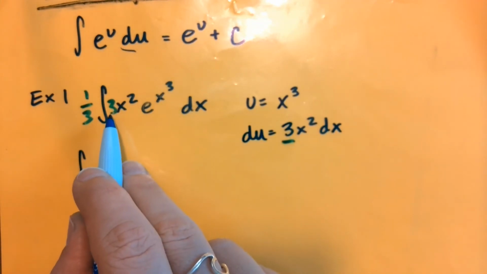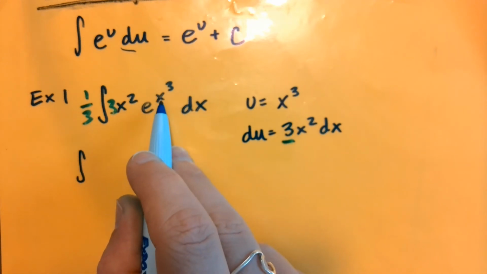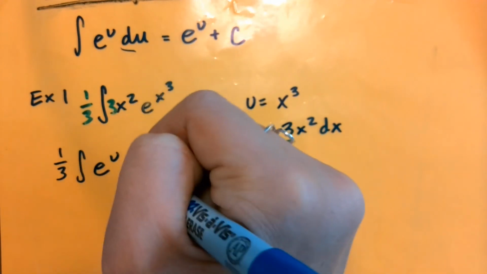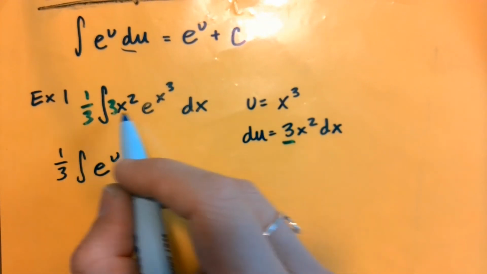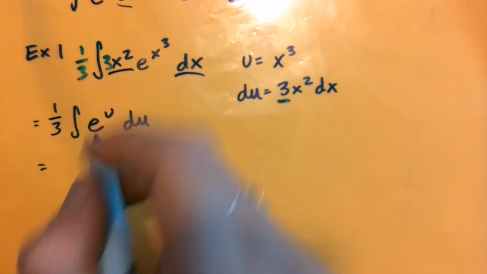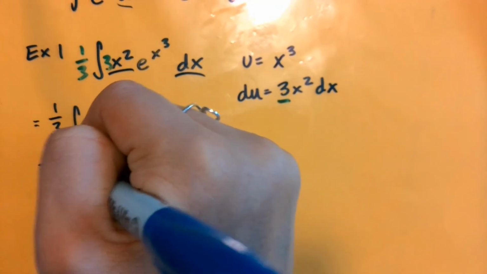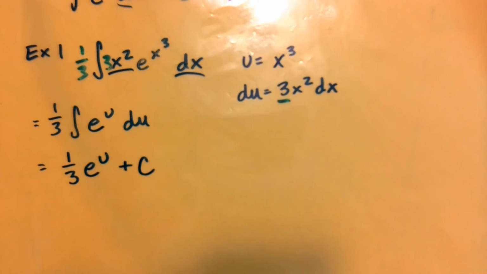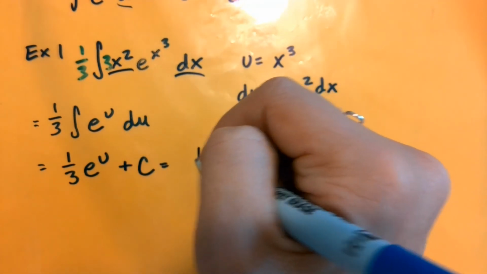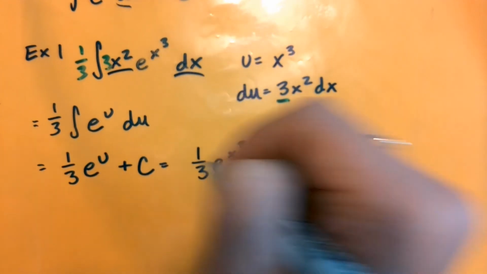Now we have the whole du here is this 3x squared dx, and then my u here is in the exponent, so I'm going to keep my 1/3 out front. I've got e to u. Everything else gets absorbed into the du. So now I'm just going to be saying that the integral of e to the u is e to the u, always plus c, and then just putting my u back where it goes. So I've got e to the x to the 3rd plus c.